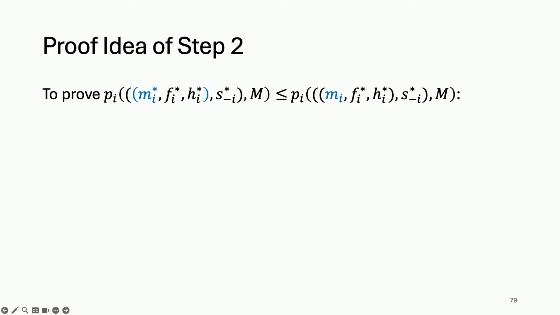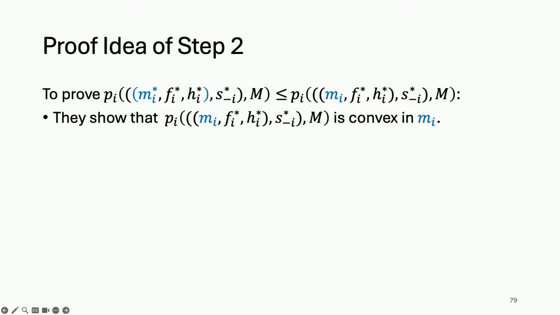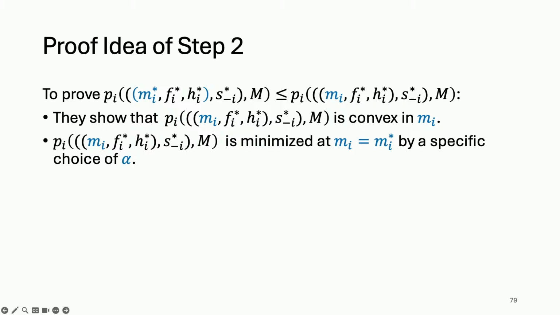So the agency better tell their data truthfully. And then computationally, the agents will use F star I and H star I to show that M star I is the best thing for the agent to do, that is, contribute this amount of data. The idea is that they show this function is convex in MI. And by choosing a specific choice of parameter alpha, they show that this is minimized at M star I. So they prove that this strategy S star I is incentive compatible.